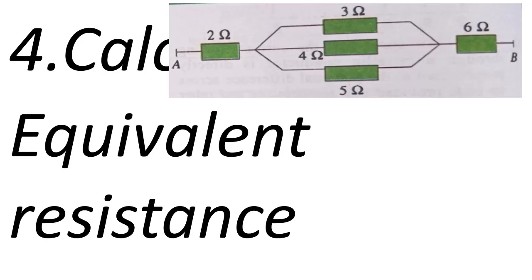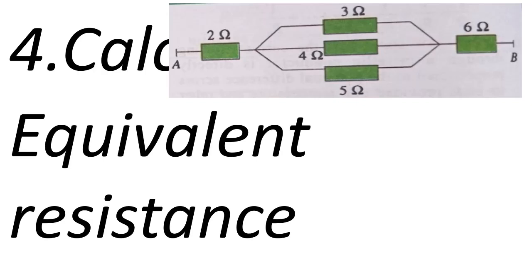Example 4. Calculate the equivalent resistance of the diagram on the screen. Now, if you study the diagram very well, you discover that first we have 2 ohms. Then on the second side we have 3 ohms, 4 ohms, and 5 ohms. Now we have a parallel connection of the 3 ohms, the 4 ohms, and the 5 ohms. But when you look at the diagram, you discover that the 3 ohms, the 4 ohms, and the 5 ohms are in series combination with the 2 ohms and the 6 ohms.